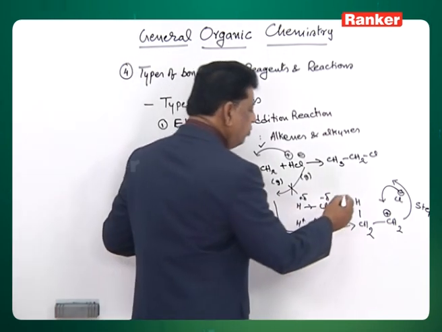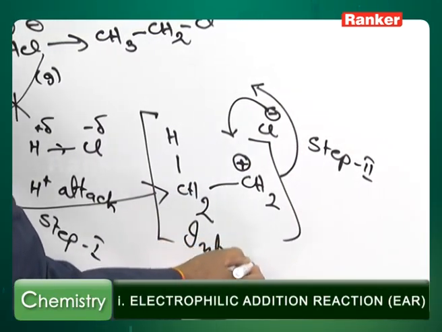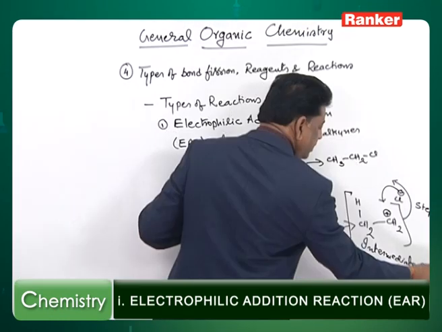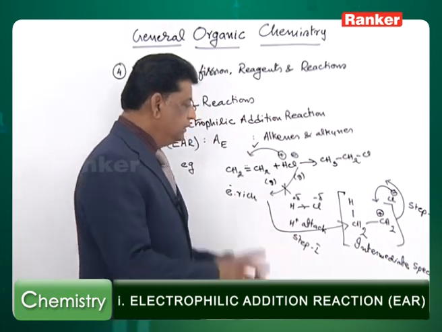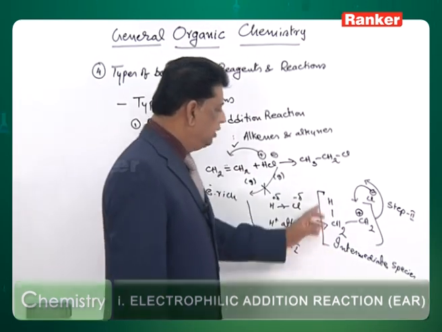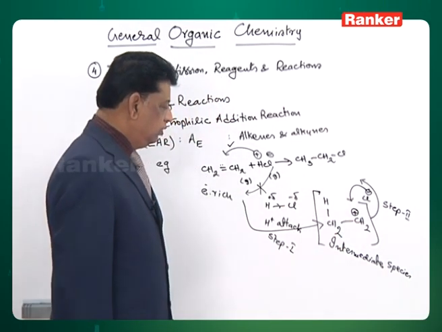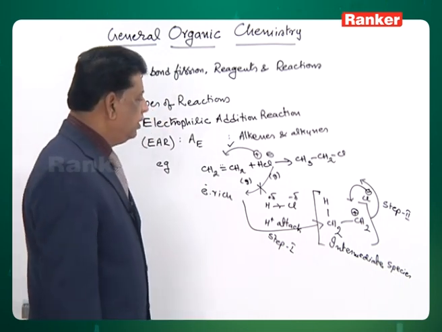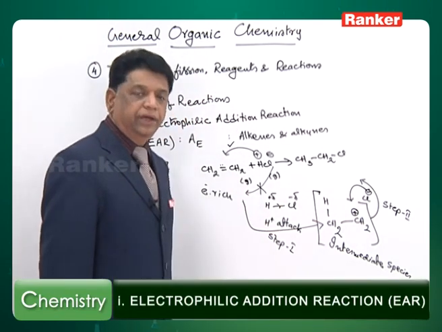After step 1, what you get is called an intermediate species. It is not a compound, it is called a species. Species means an item, a piece of the molecule. Actually, it is not the total molecule, still something is to be filled here. So it is not a molecule, and you can't say intermediate product either, we say intermediate species. Generally, what you get after step 1 is called intermediate species.